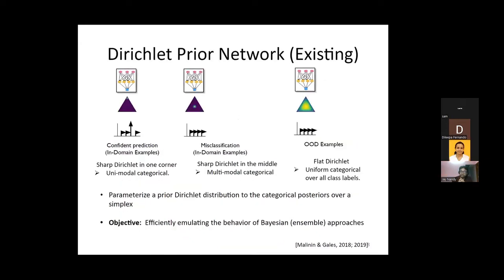Now, the existing Dirichlet Prior Network, they try to produce from one neural network. They aim to produce one simplex, so, a distribution.